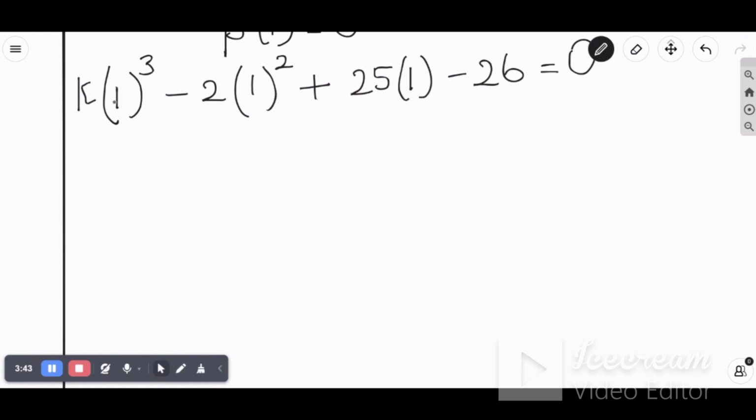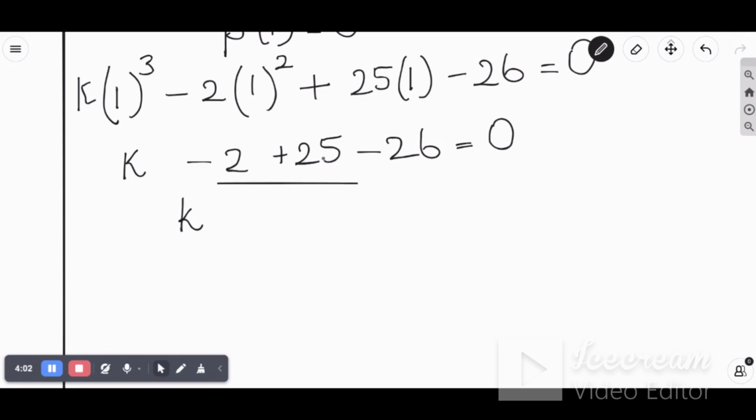So let us solve this. 1 cube means 1, so this will be k. Again 1 square is also 1, so this will be 2. 25 into 1 will be 25 and minus 26 is equal to 0. So now write k as such, minus 2 and plus 25. The biggest number is plus, so put your plus. 25 minus 2 will be 23, minus 26, equal to 0 again.